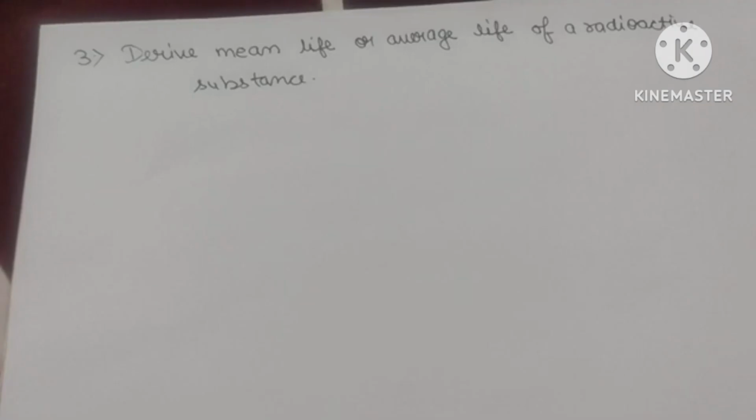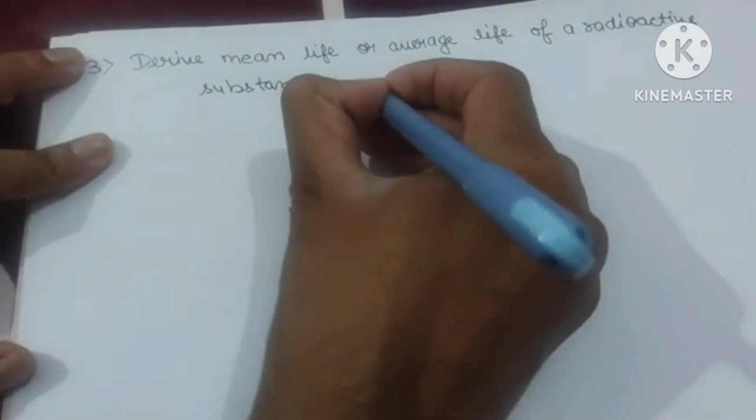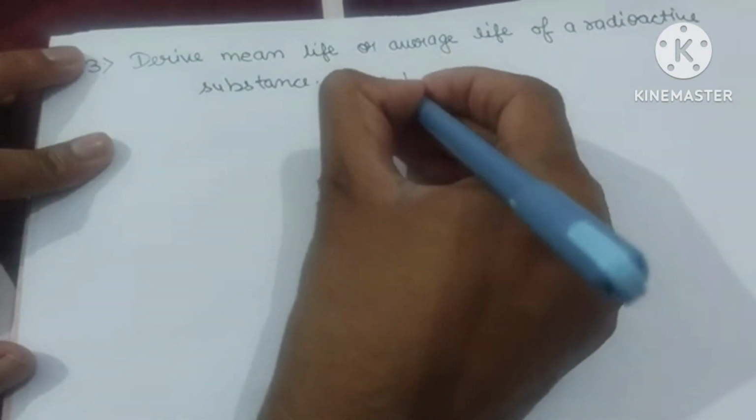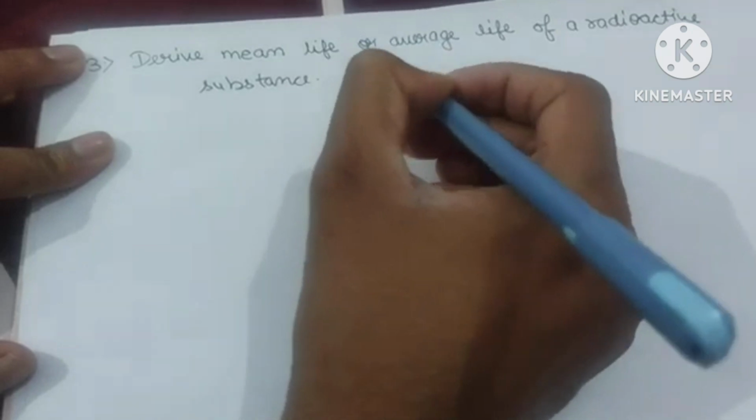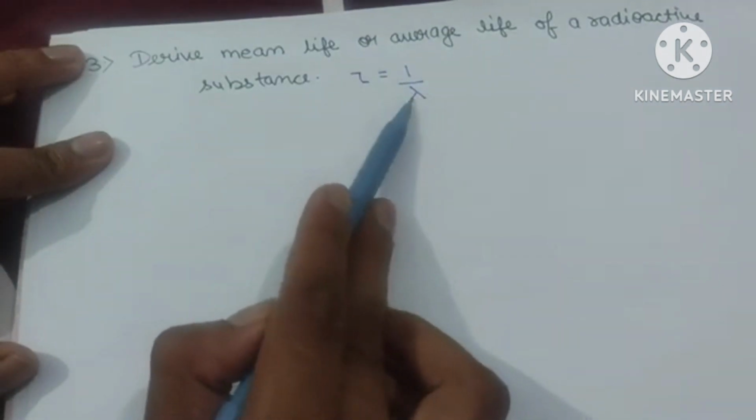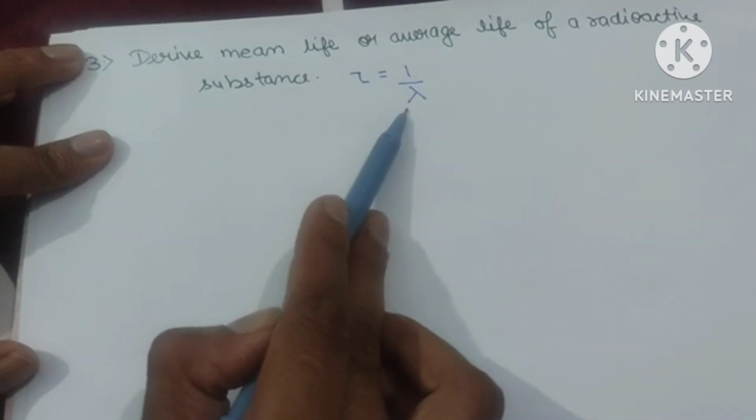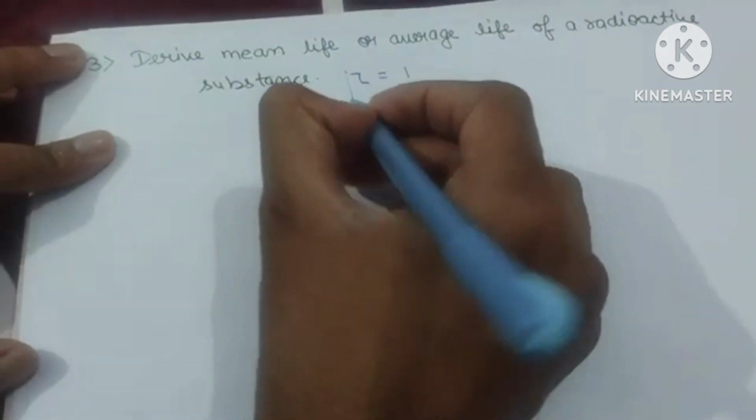Hello everyone. Today we'll derive the mean life, which is actually the average life of a radioactive substance. That's what we'll derive. The mean life is equal to 1 by lambda. It's inversely proportional to lambda, which is the decay constant, or the disintegration constant. So this is what we'll derive.